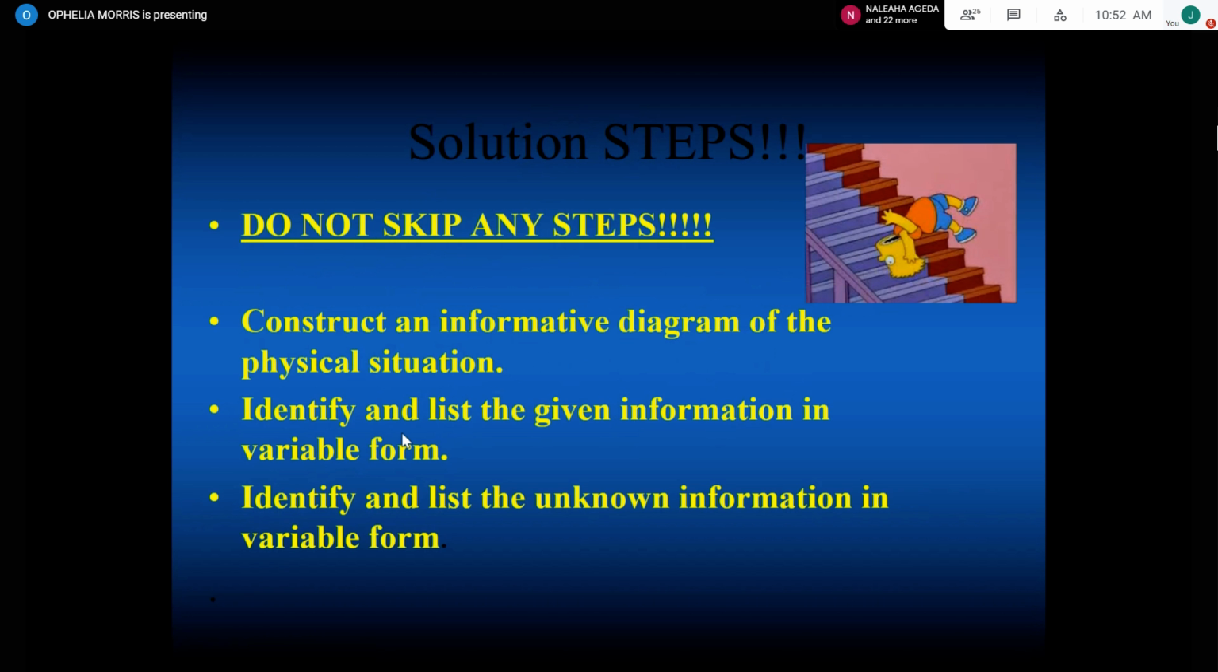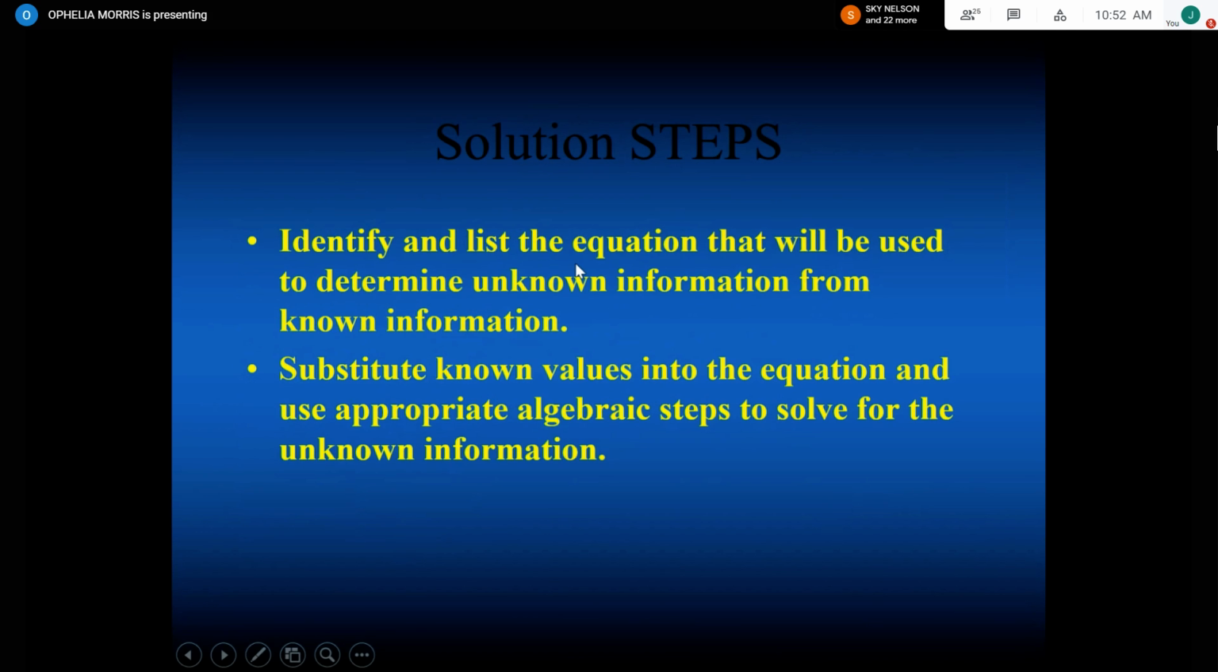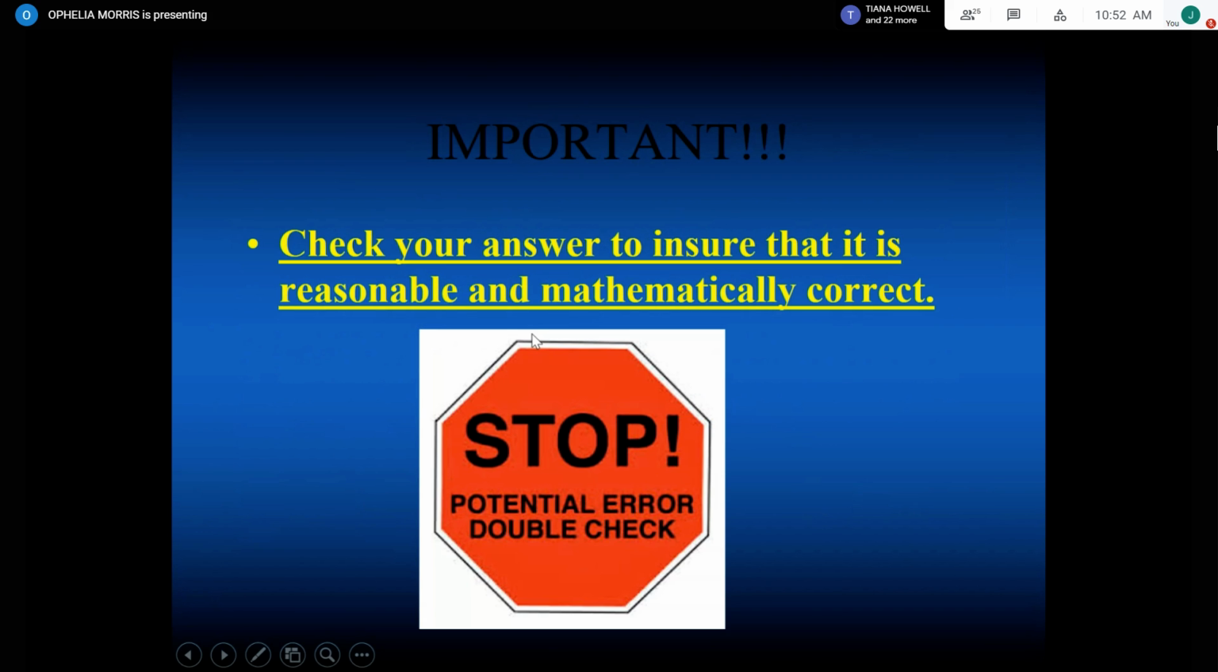Don't play. All right, guys, so what are my solution steps? Don't skip any steps. For the student in math and in physics that skips a step, you're going to fall. You will not know what you did wrong. Everybody see that? Construct an informative diagram. Identify the list of givens, put the variables, identify the list of unknowns like we did before. Identify the equation that you're going to be choosing from. Substitute. Last thing, check your answers.